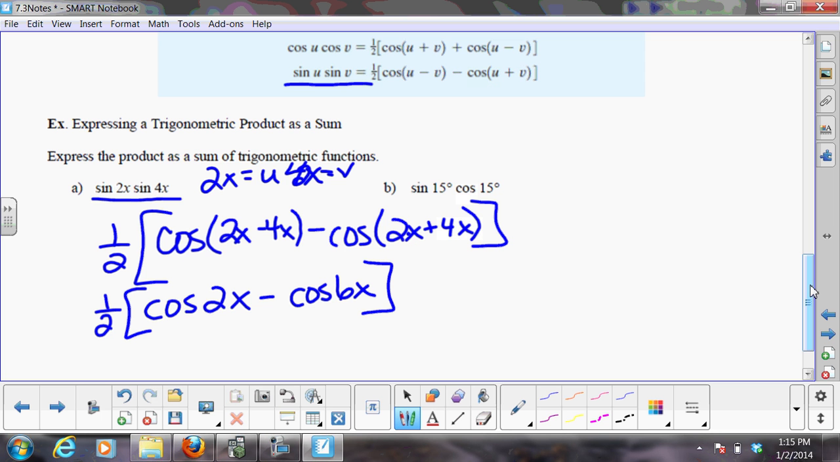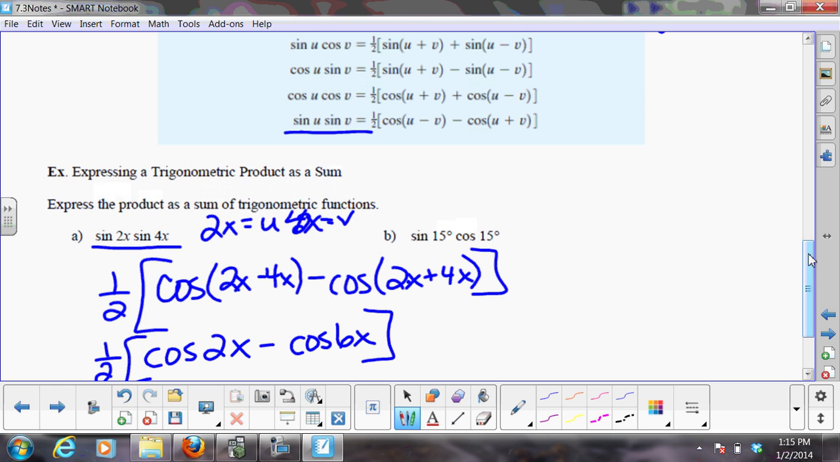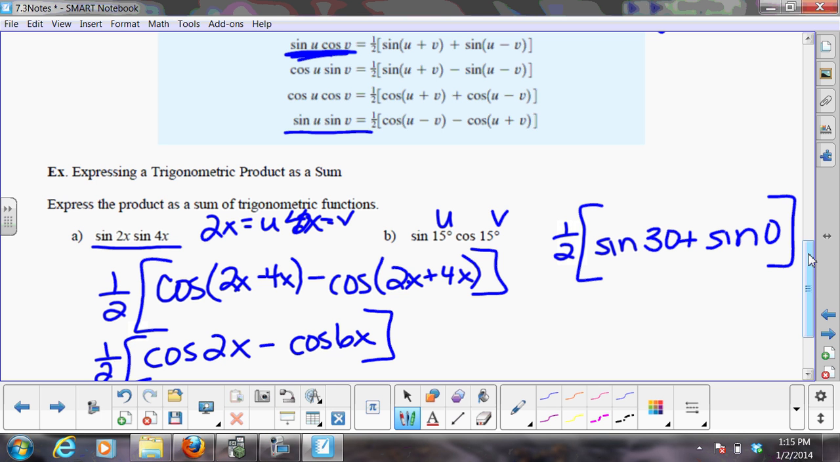Sine cosine, we just have to match it up with the one that's up here. So this is u, v. So we have 1/2 sine u plus v, so 15 plus 15 is 30, plus, and then 15 minus 15 is 0. Well, we can keep going, right? There's no x's, so we can actually keep going. So 1/2 plus 0, this is 1/4.